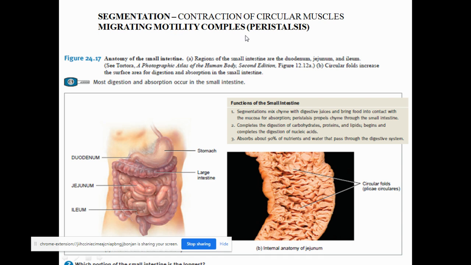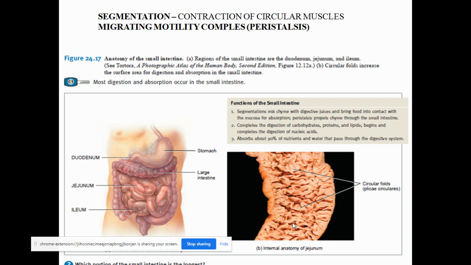The next one is the migrating motility complex. This is nothing but the peristaltic movement. It transports the chyme from the stomach. The segmentation also starts from the stomach, segment by segment, and goes on downwards. But the peristaltic movement transports the chyme forward. It pushes it to the next region, and the next region, and so on, so that it empties from one region to the next. That is how it happens. It is called the migrating motility complex.